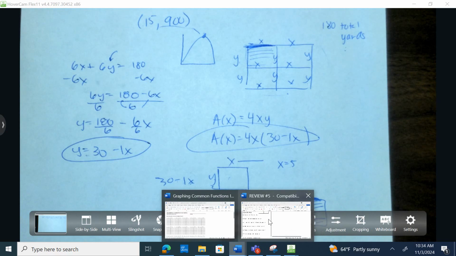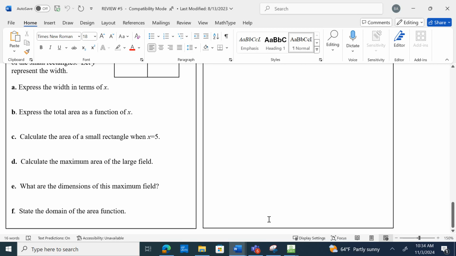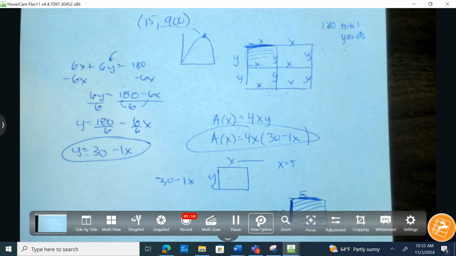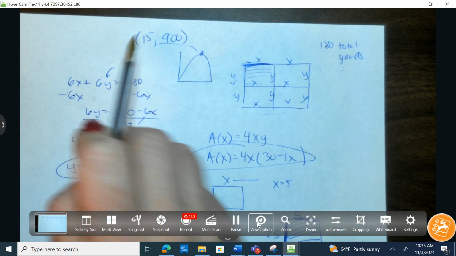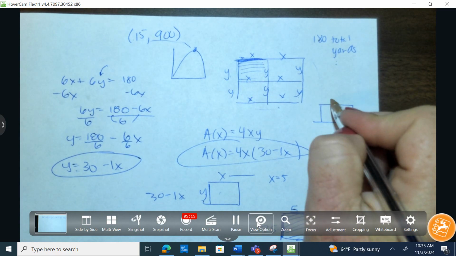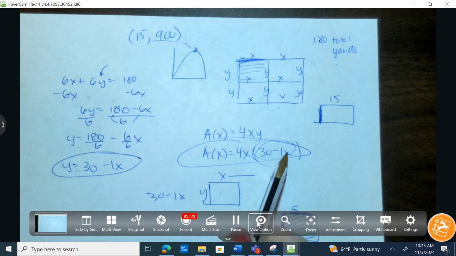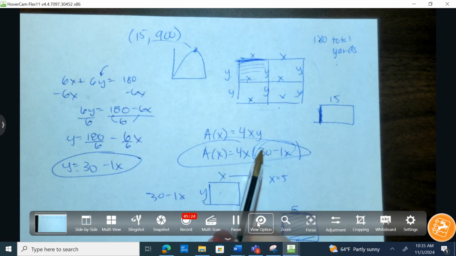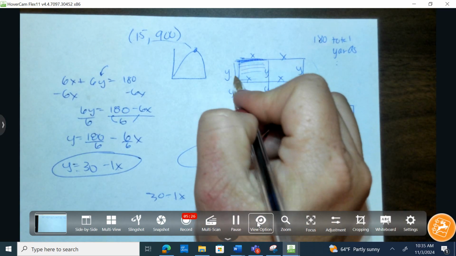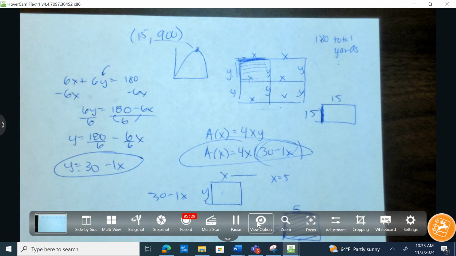Part E says, what are the dimensions of the maximum field. We're going to get the dimensions in terms of a small rectangle, but we could also do it in terms of a large rectangle. I think they should be specific so we have a better idea. So we know that a small rectangle has a length of 15. Now, how do we figure out what the width is? Well, the width is Y. So when I plug in 15, 1 times 15 is 15. 30 subtract 15 is 15. So this is 15 by 15.